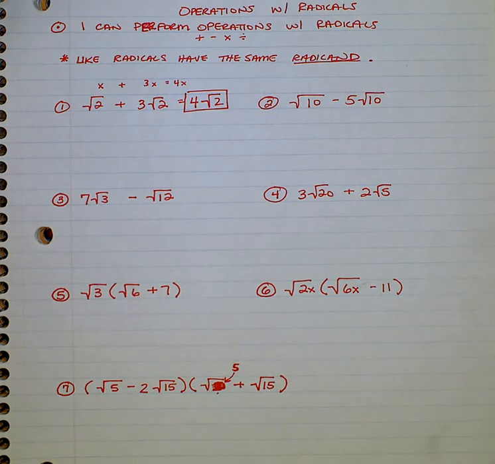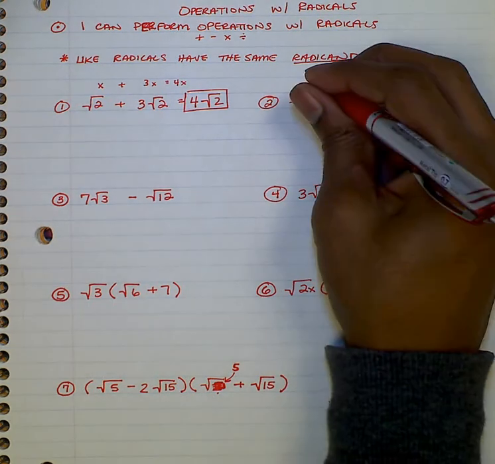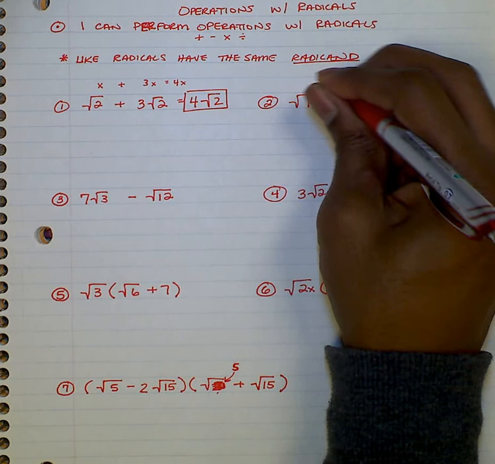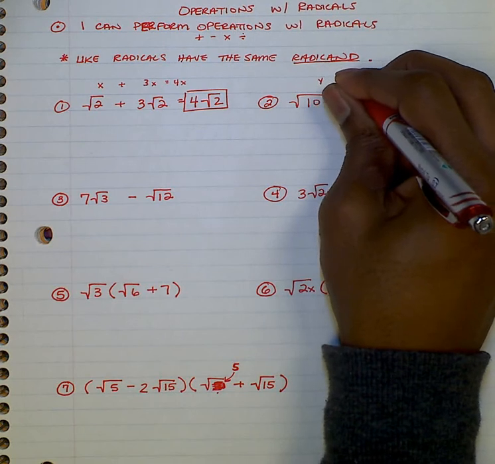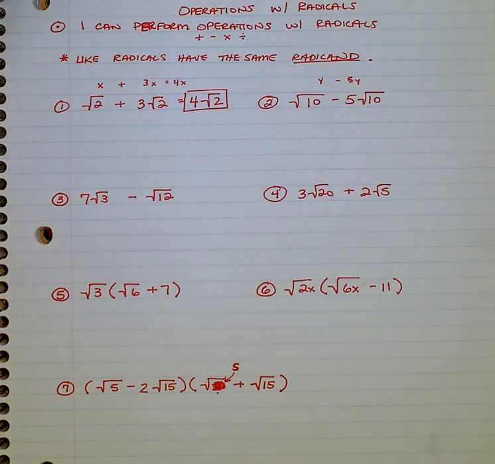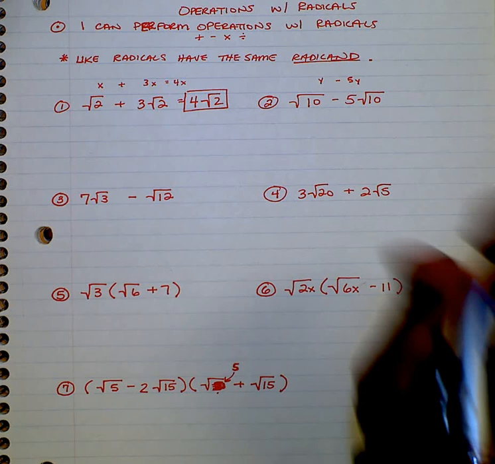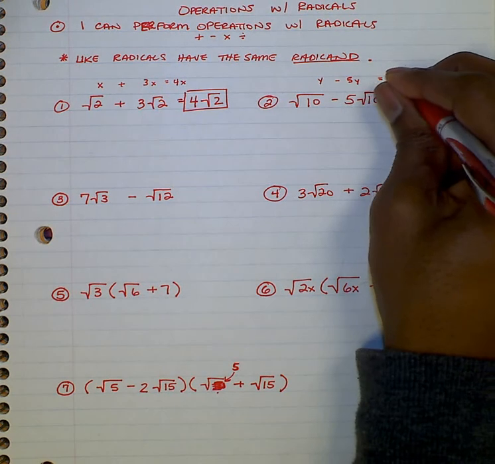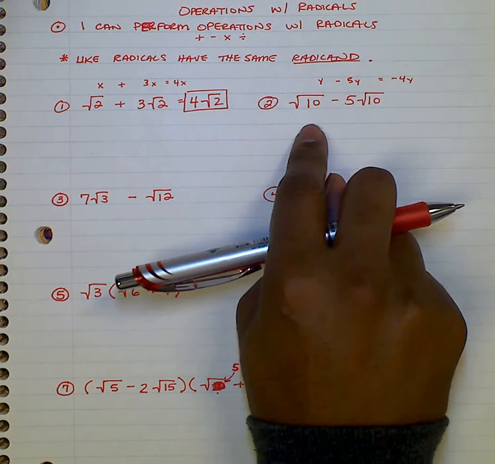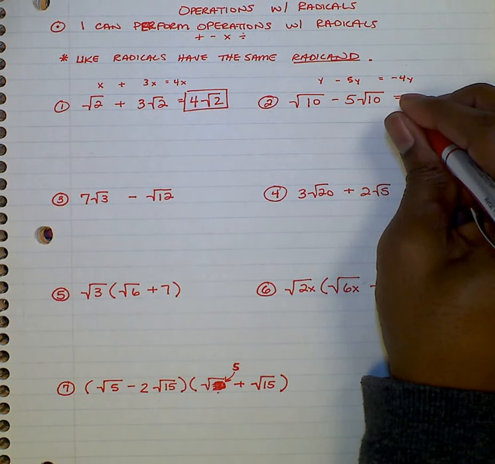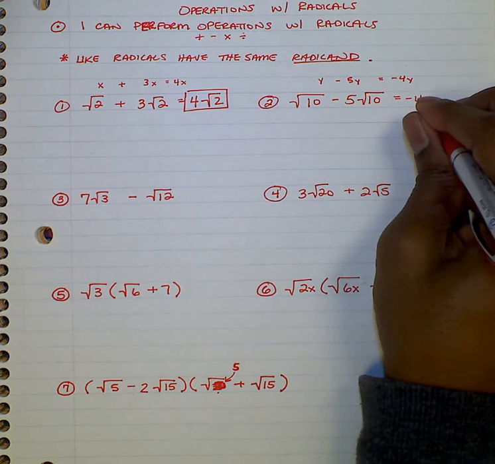Alright, number 2, I have radical 10 minus 5 radical 10. Again, I'd approach this the same way as if I said y minus 5y. So y minus 5y would give me negative 4y. Radical 10 minus 5 radical 10 would give me negative 4 radical 10.